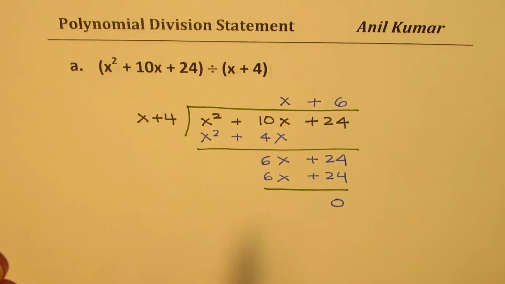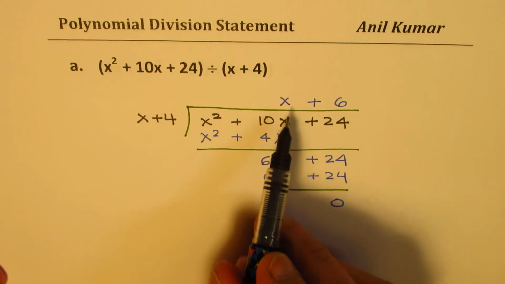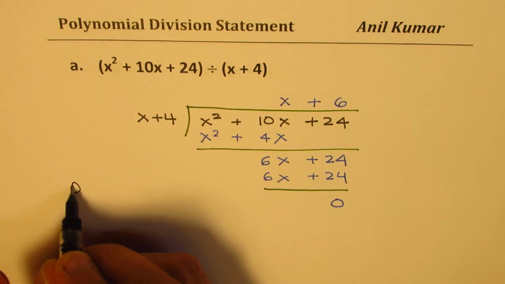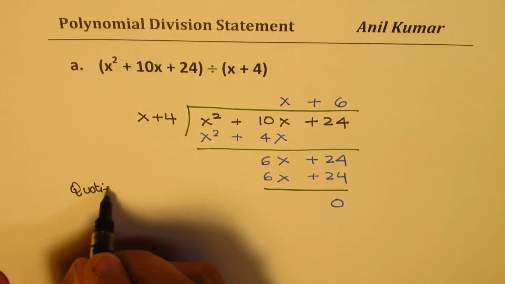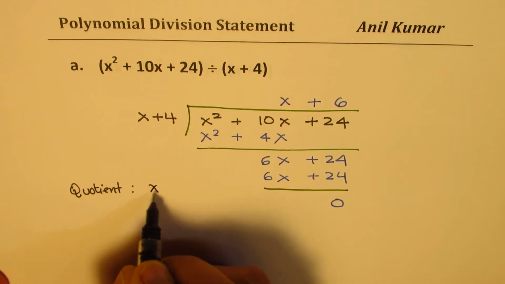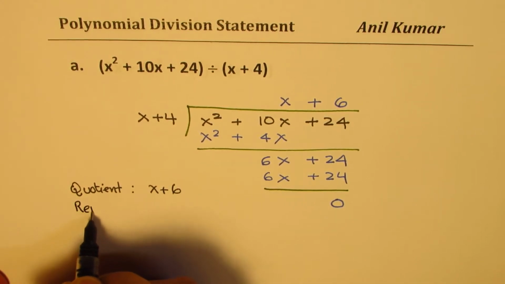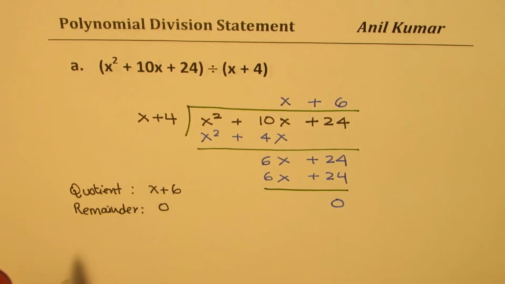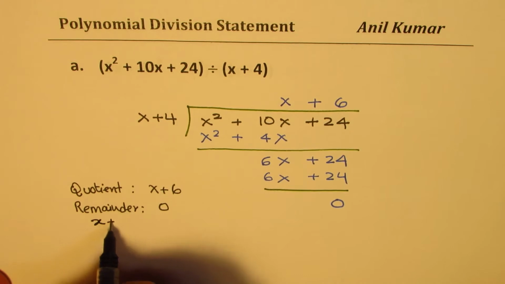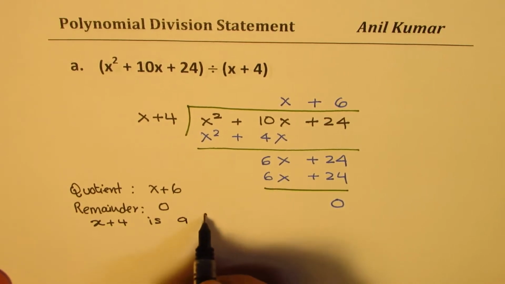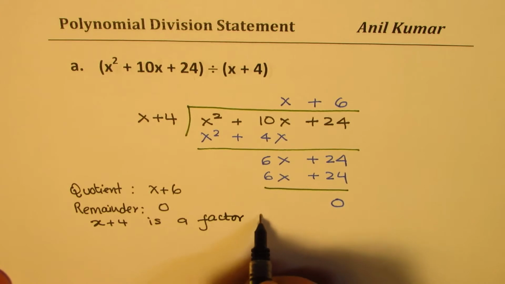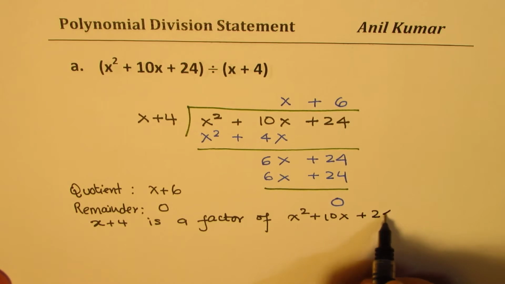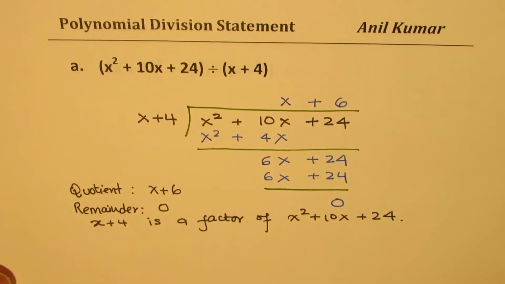So if the remainder is 0, we conclude that x plus 4 is a factor of x squared plus 10x plus 24, right? The question began with writing the quotient and the remainder. So in our case, the quotient, let me write quotient, is x plus 6 and the remainder is 0. So if remainder is 0, that really means that x plus 4 is a factor of x squared plus 10x plus 24, right? Does it make sense? So that is what it means.